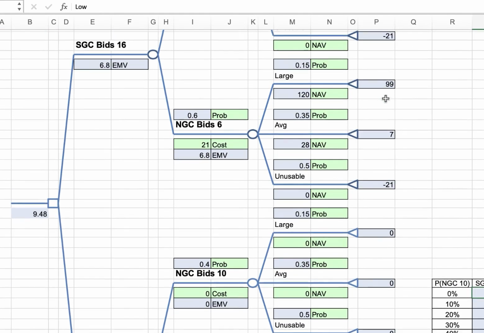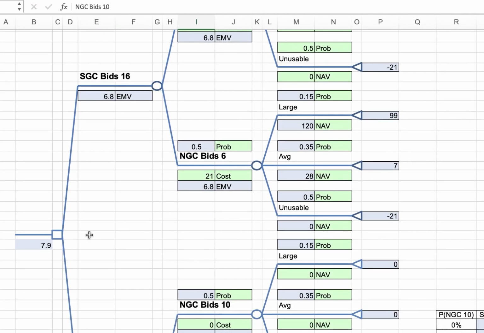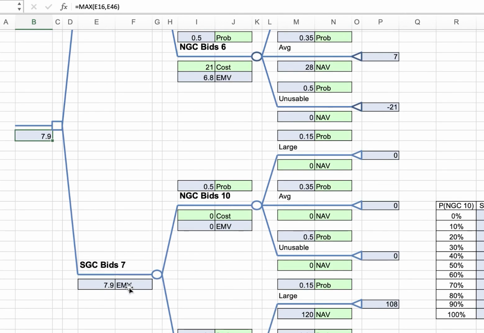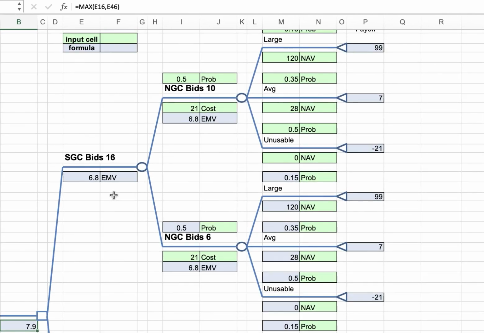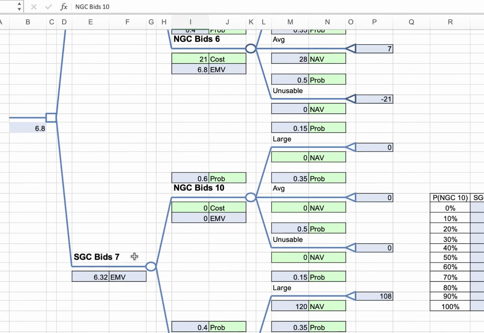So we can scroll up here. And here's our input cell. If we go up to 0.5, you can see that the low bid is still the correct decision. It has a higher EMV than the high bid. Let's go up another bit. At 0.6, the decision changes. At 0.6, the EMV for the low bid is less than the high bid.